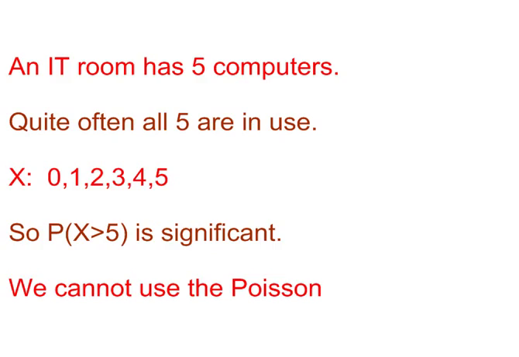The Poisson distribution has no upper limit. So in a Poisson distribution, you can calculate the probability that X equals 6, 7, 8, and so on, even though in reality there are only 5 computers available. But because all 5 are quite often in use, the Poisson distribution will give a significant probability that more than 5 are in use, which doesn't make sense in the context because we're limited to 5.